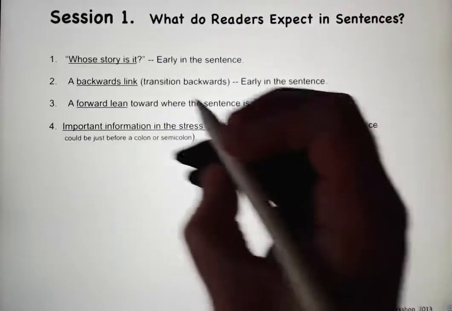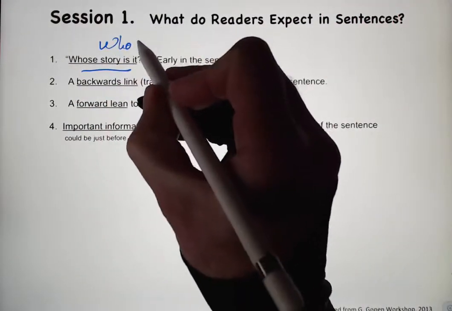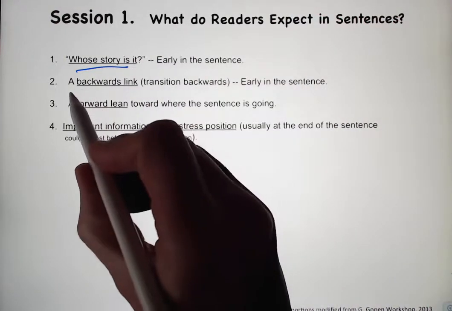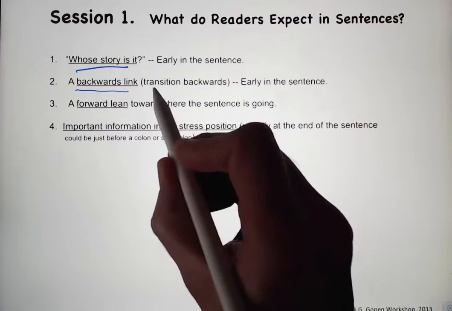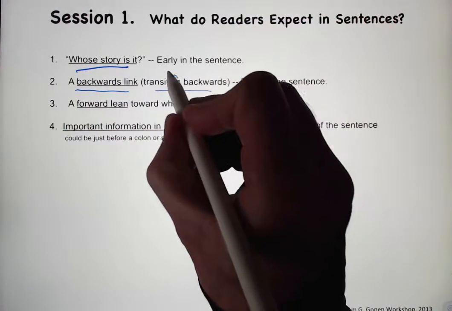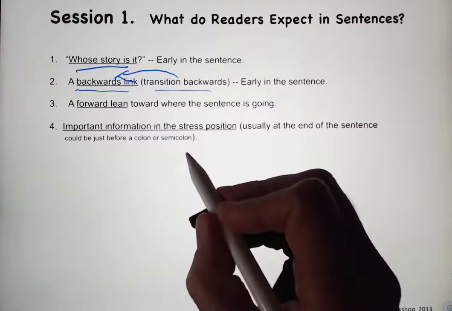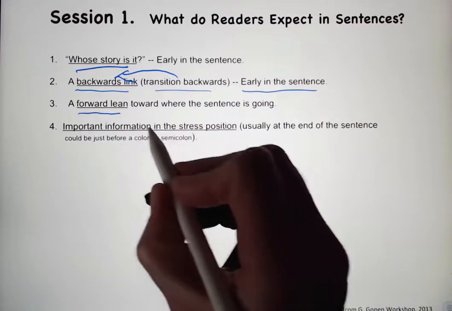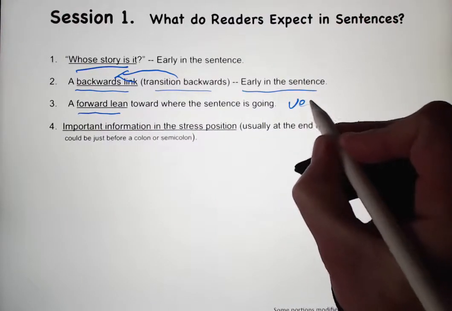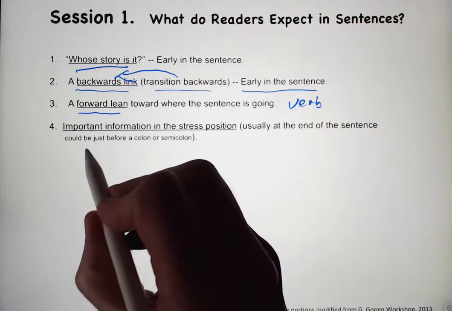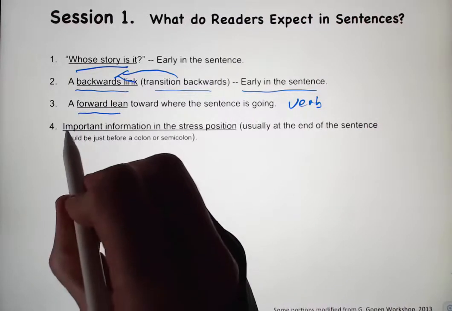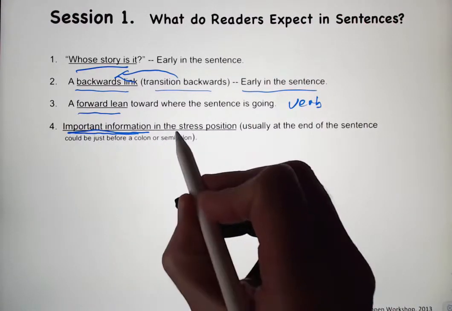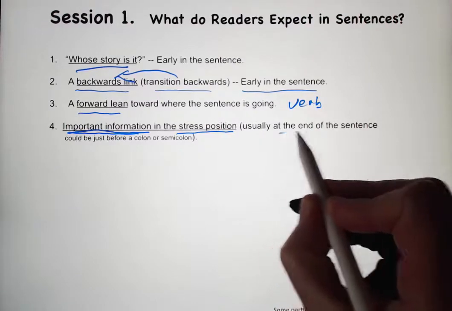First, readers expect that they'll learn whose story it is, who or what the sentence is about, early in the sentence. Second, they expect that fairly early in the sentence there will be a backwards link, a transition backwards, something that tells them how this sentence connects to an earlier sentence. Third, they expect a forward lean toward where the sentence is going. That's the verb. And finally, they expect that whatever the writer felt was the most important new information in the sentence is going to be in what's called the stress position at the end of a sentence.